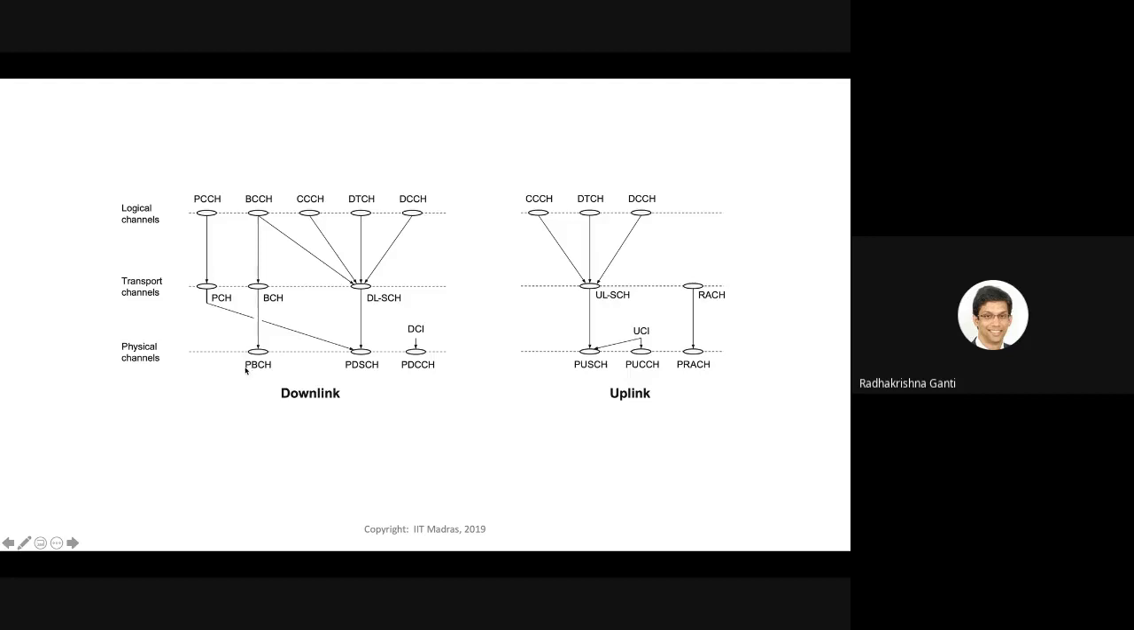So you always see the letter P in front of all the physical channels. Okay? Similarly, in the uplink you have the PUSCH, which is the data channel, the PUCCH, which is the control channel, and the PRACH, which is the random access channel. Fine.